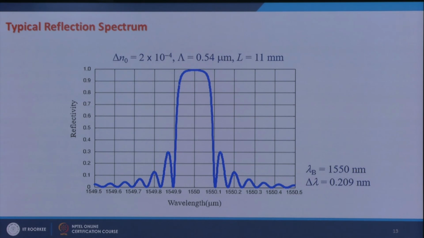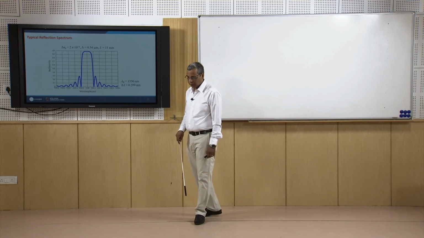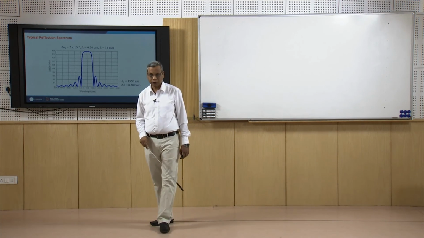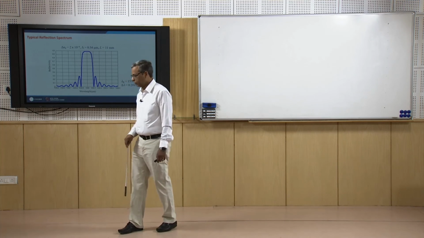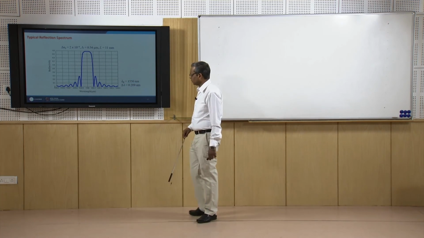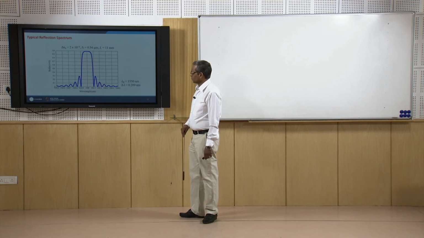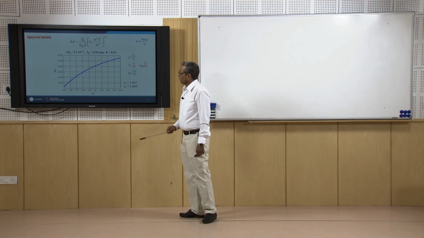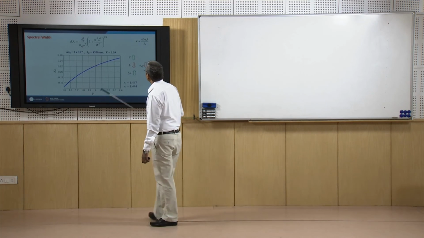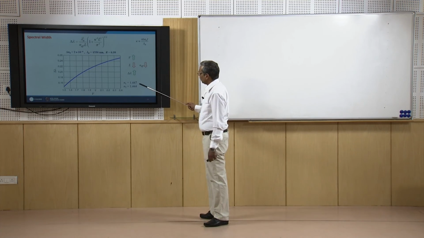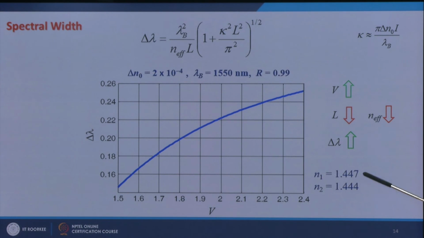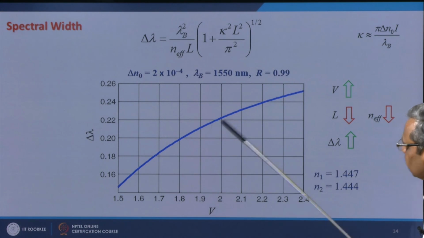So, delta lambda here in the reflection spectrum of a fiber Bragg grating is really very small. It is 0.2 nanometer or even less, depending upon the length of the grating, and other grating parameters and fiber parameters. If I look at the spectral width for a typical fiber given by N1 equal to 1.447 and N2 equal to 1.444, then if I change the value of V, then delta lambda changes according to this.